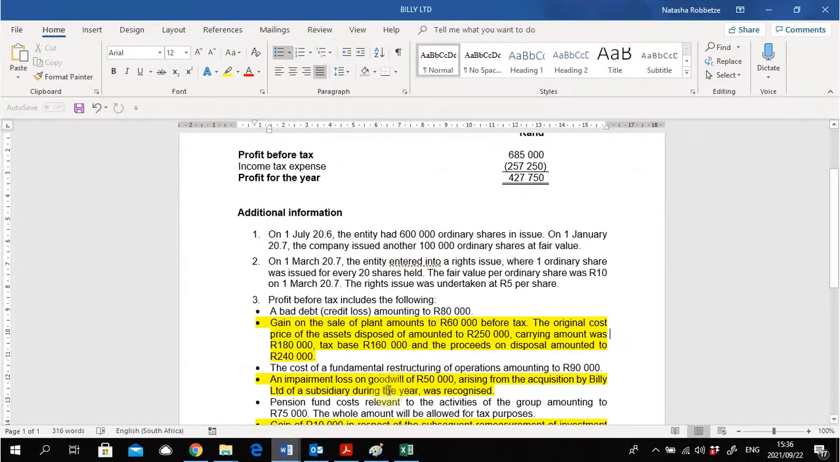Right, the last component that will affect our weighted average number of shares is the rights issue. So we have a rights issue, 1 ordinary share for every 20 shares held on 1 March 2007. So how do we do this, the calculation? We need to go and apply the 3 steps for rights issues.